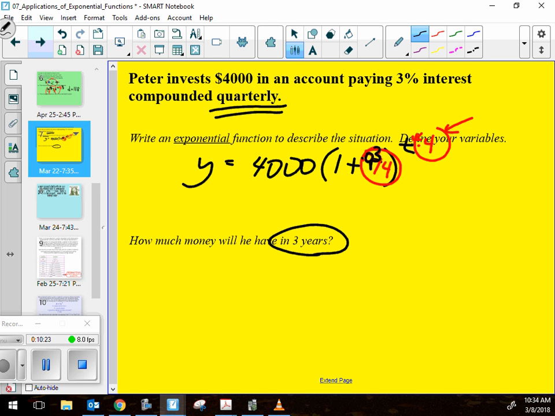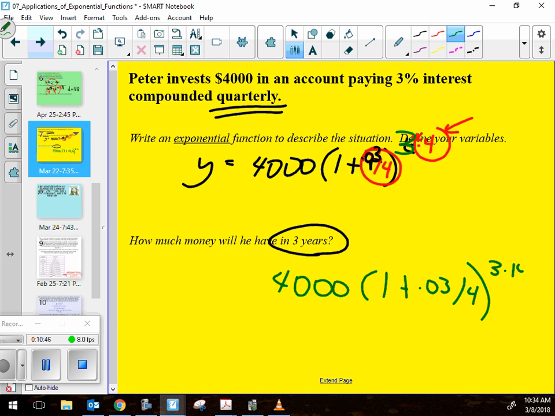And if I hadn't times it by 4, the computer would think I was saying 3/4 because I had divided by 4 before. So I got to go 3 times 4 up there. The final answer is 4,000 times 1 plus 0.03 divided by 4 to the 3 times 4. You could have just put a 12 there, but I'm showing my work.